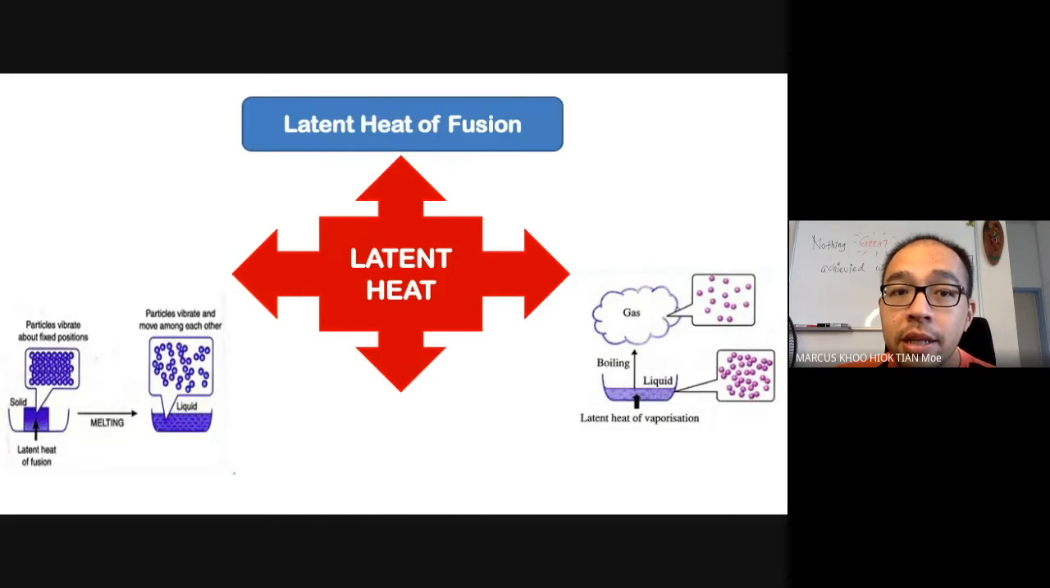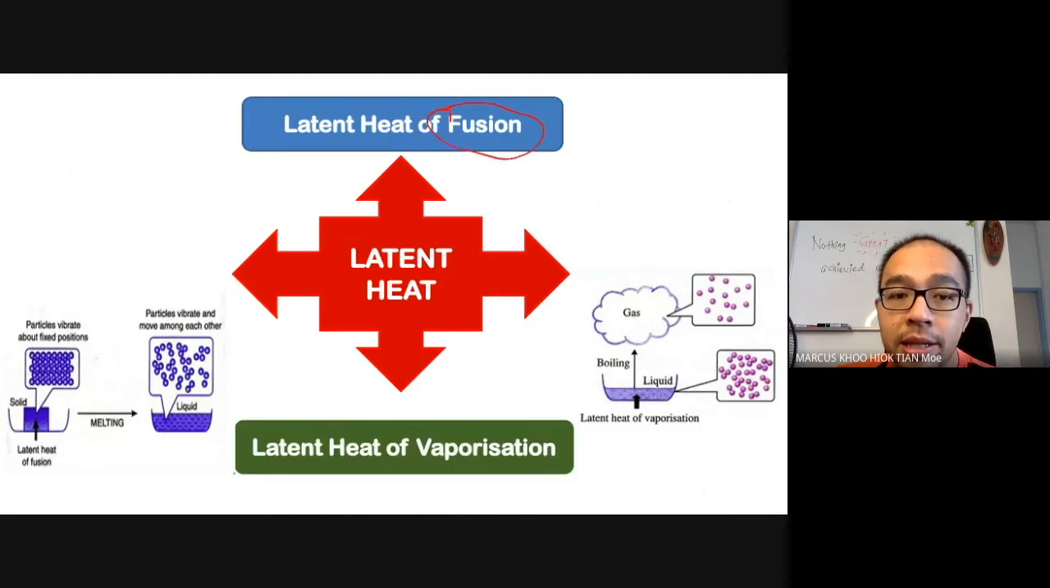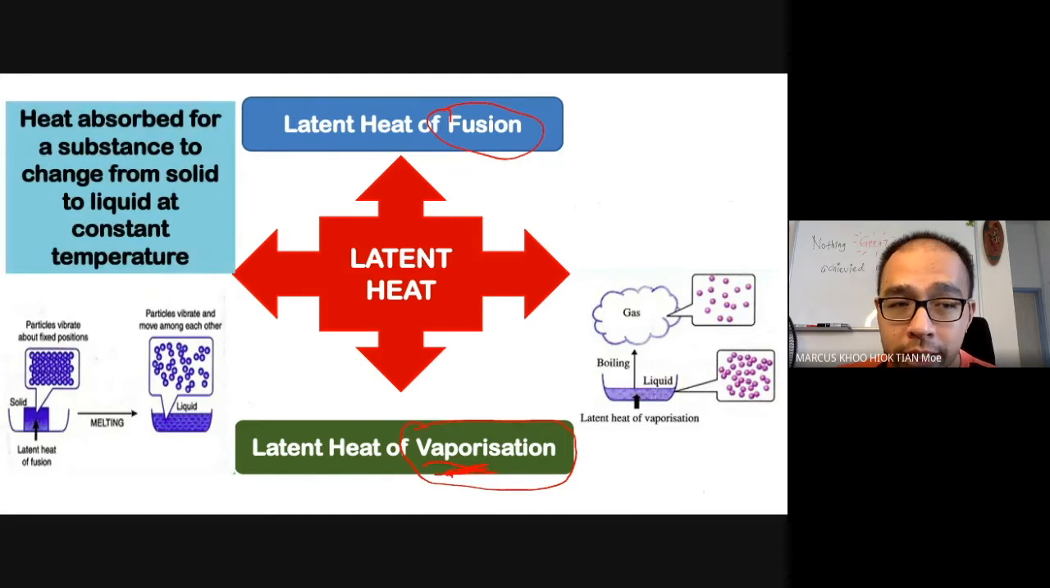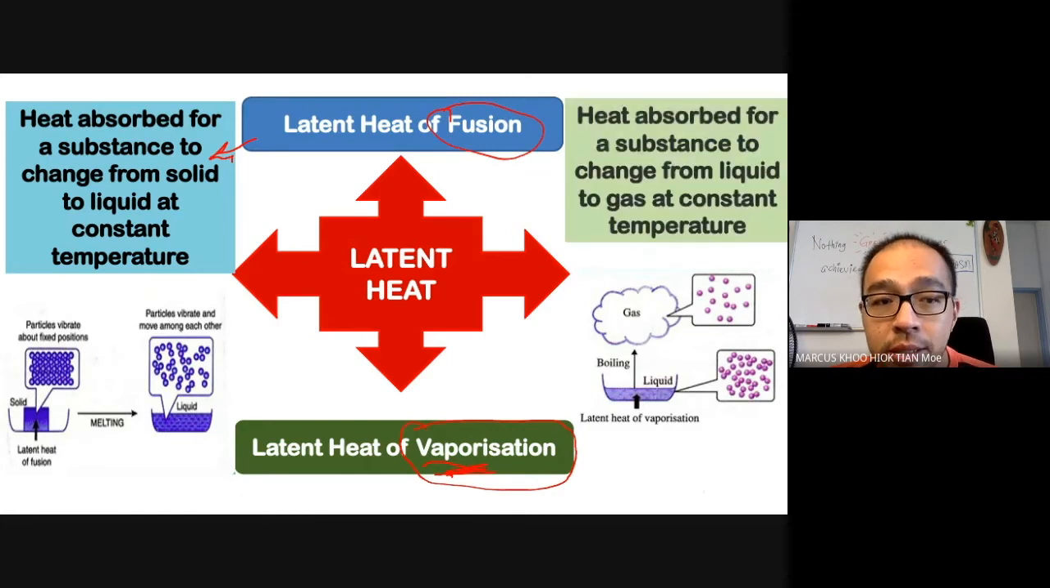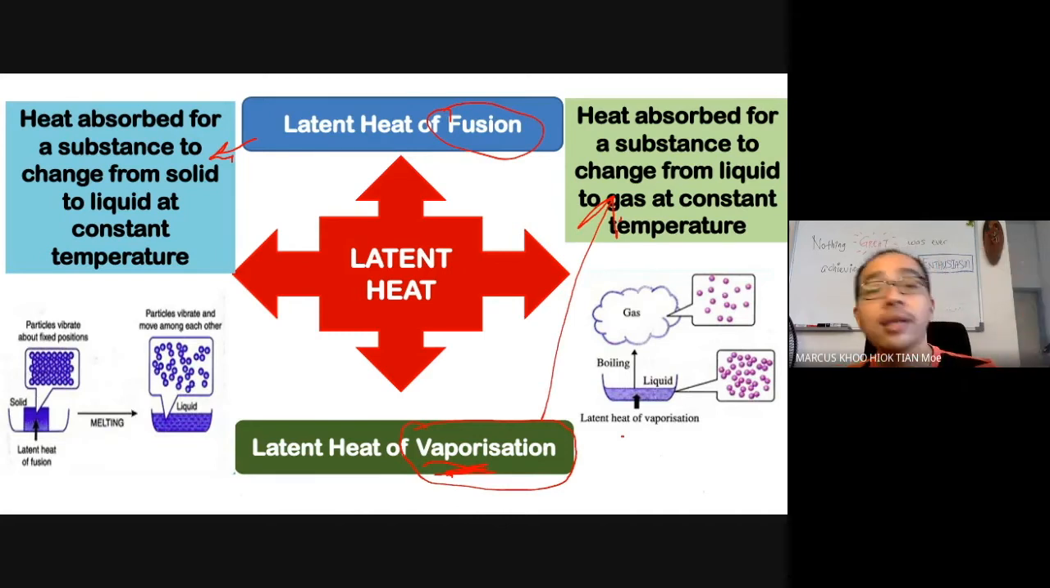The first one is latent heat of fusion, and the second one is latent heat of vaporization. Even the word vaporization, you kind of already know where this is going. The heat absorbed for a substance to change from solid to liquid at a constant temperature is called the latent heat of fusion. Whereas the latent heat of vaporization is the heat absorbed for a substance to change from liquid to gas at a constant temperature. Since we're talking about heat absorbed, we are talking about the change from liquid to gas.